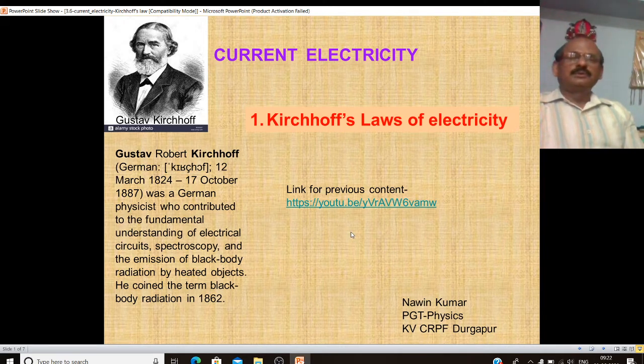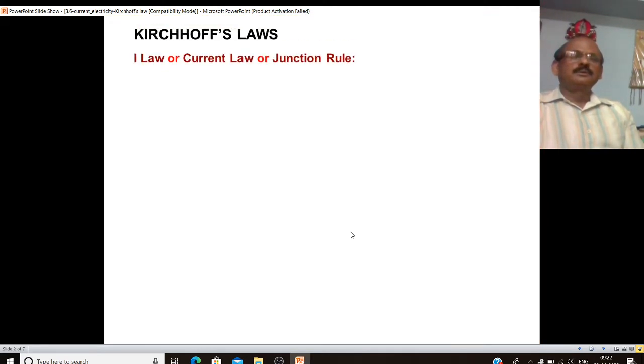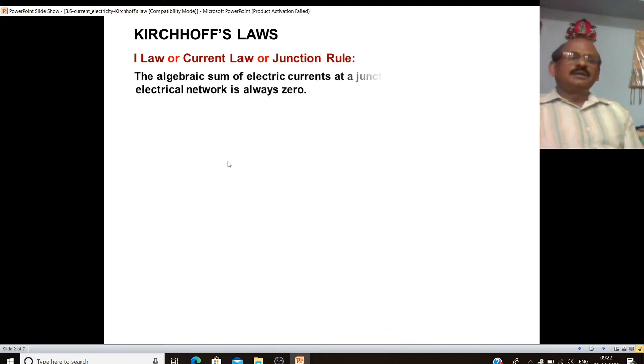So let us discuss the Kirchhoff's laws one by one. Kirchhoff's first law is known as the Junction Rule or current law. The algebraic sum of electric currents at a junction in any electrical network is always zero. That is, summation I is equal to 0.